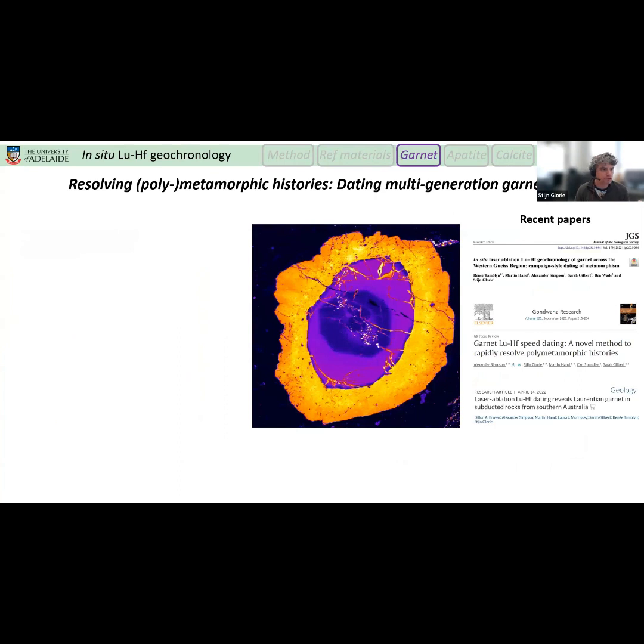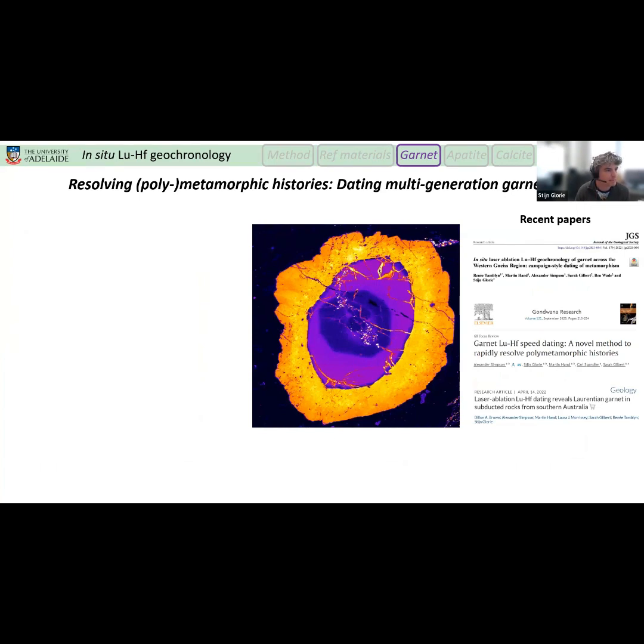All right, let's now go through some examples, mineral by mineral. So the first one to talk about is garnet. I could probably talk a whole session about garnet because we've got a lot of dates and a lot of things that we've learned about garnet, but I'm going to keep it quite simple today.